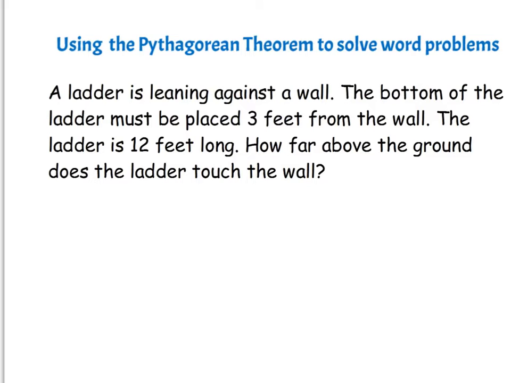All right, a ladder is leaning against a wall. The bottom of the ladder must be placed 3 feet from the wall. The ladder is 12 feet long. How far above the ground does the ladder touch the wall?